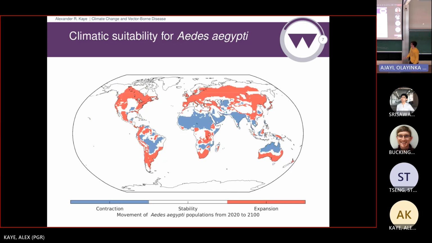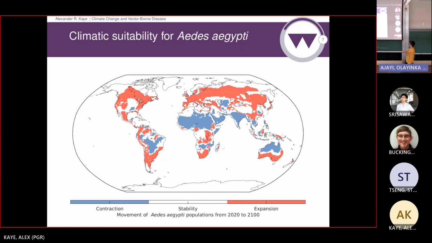And this is just a plot that shows the difference between the 2020 and the 2100 plots. And so I'm defining contraction as an area becoming less suitable by a month or more in 2100 compared to 2020, and then expansion being a month or more of suitability.